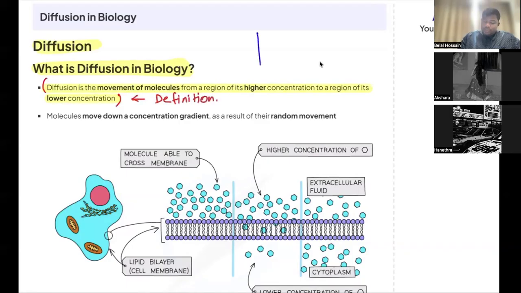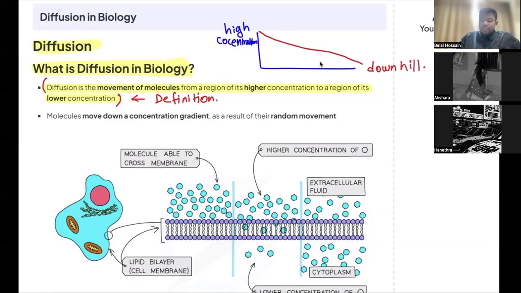Movement of substances from a region of high concentration. A region of high concentration can be considered like uphill. So going from uphill to a region of low concentration, which is downhill. And you know that if you were rolling something from uphill, like a stone, going downhill does not take much effort. In fact, it already possesses the kind of energy to go from uphill to downhill, right?